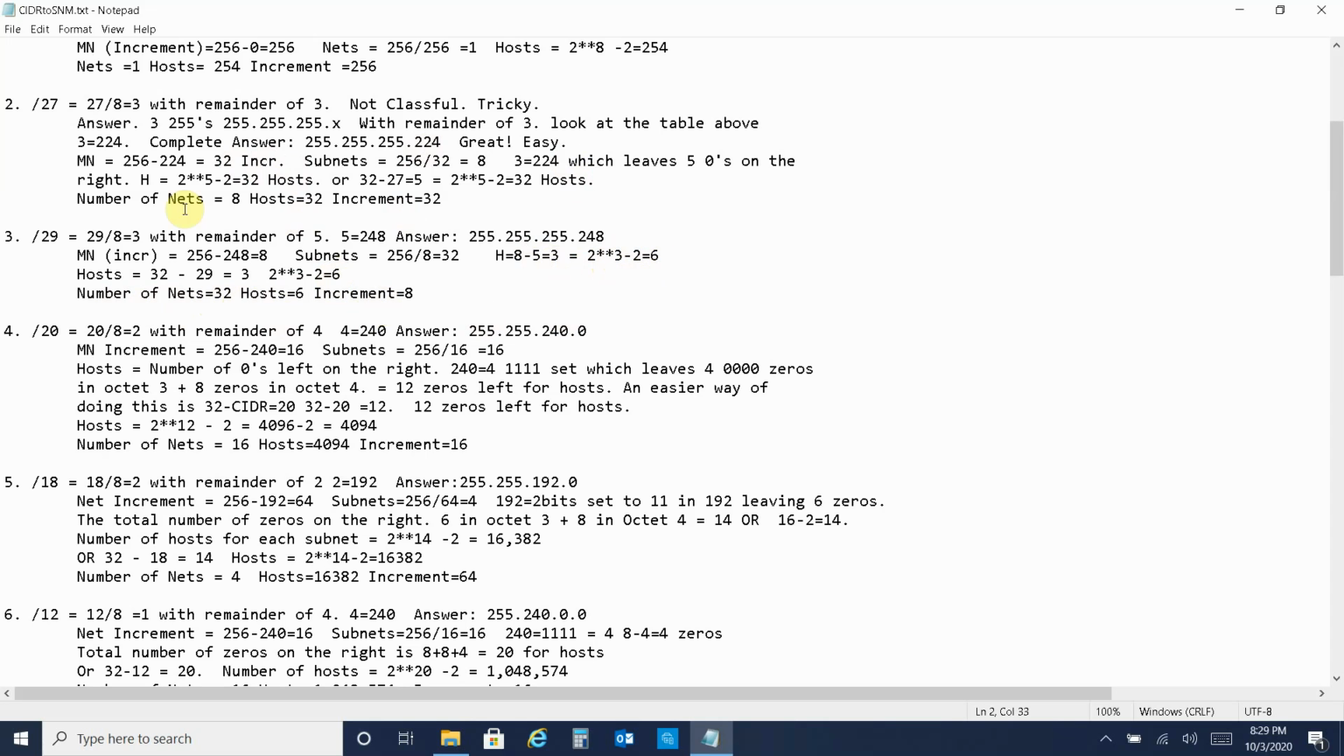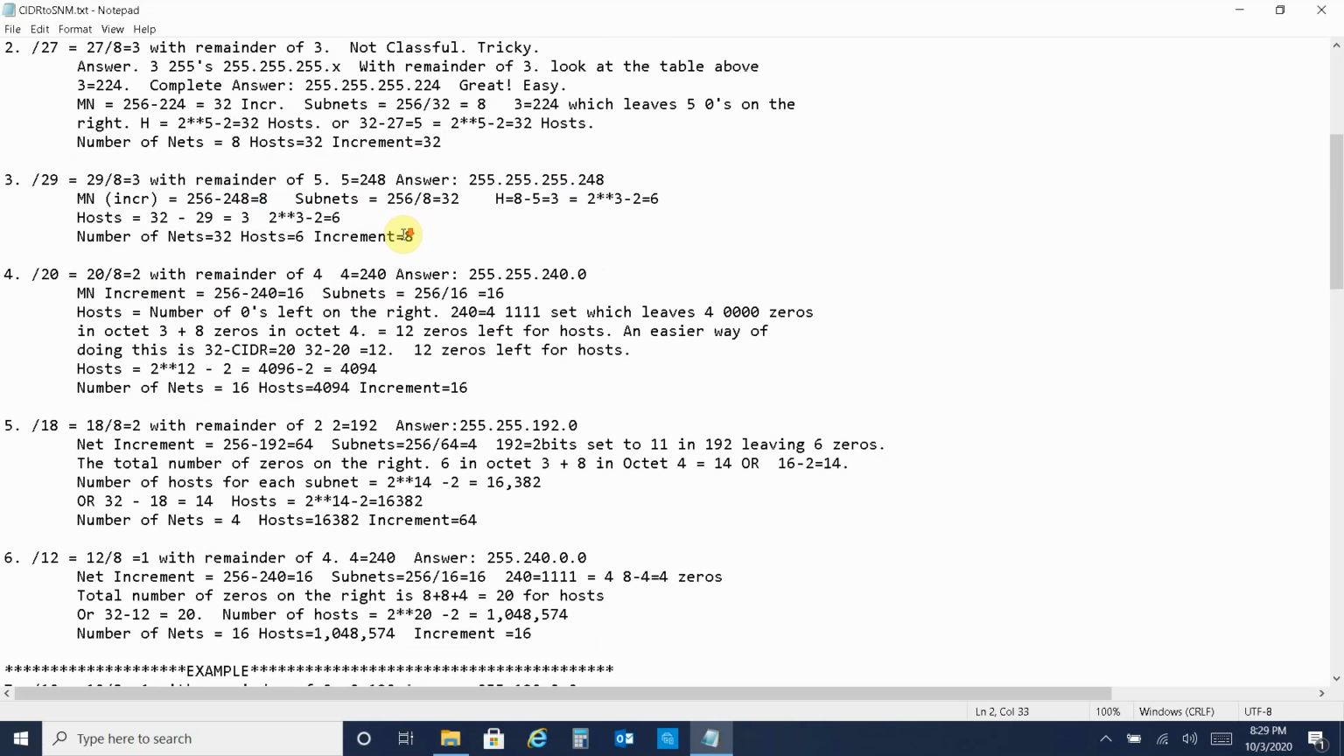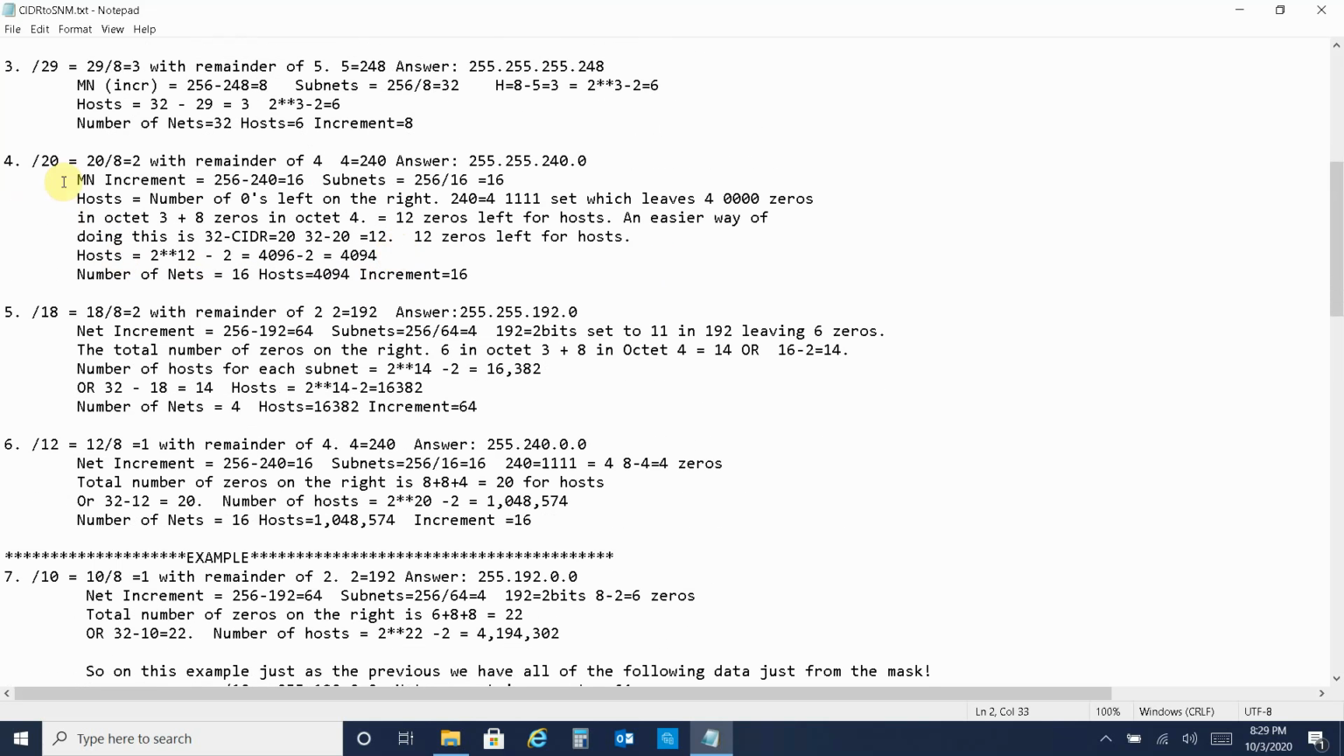So the number of nets in this is 32, hosts is 6, increment of 8. Back up to here, maybe show that number of nets is 8, hosts 30, increment 32. Go down through here. Hopefully you can snap these. Slash 20. 20 divided by 8 is 2 with a remainder of 4. So 4 is 240. We're going to have 2 255s, 255, 255. And the remainder goes right there. 4 equals 240, 240, and then a 0.